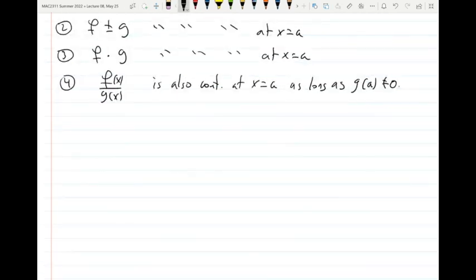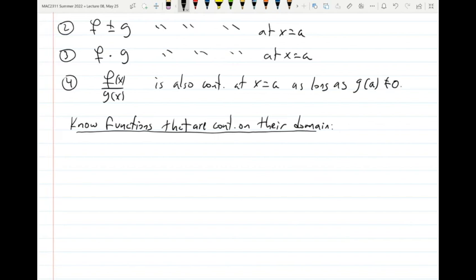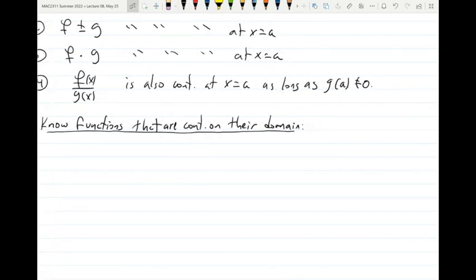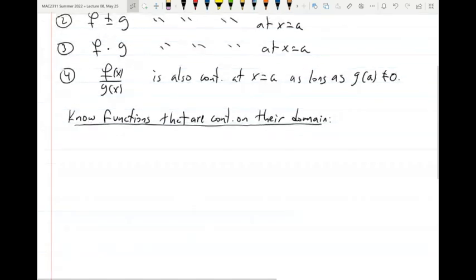Because of this, now we have a bunch of functions that we can easily verify are continuous. So let me write down here a list of known functions that are continuous on their domain. Remember, last time we saw that most of the time, if you want to figure out when a function is continuous, it really just boils down to figuring out the domain of the function. So as long as you know how to find domain, you're good to go in most of the cases.